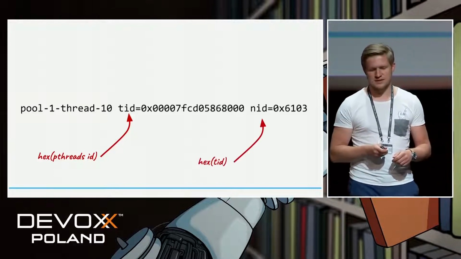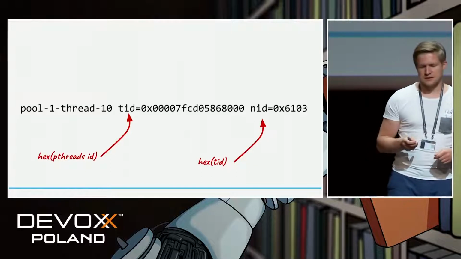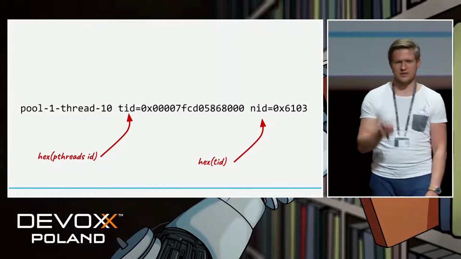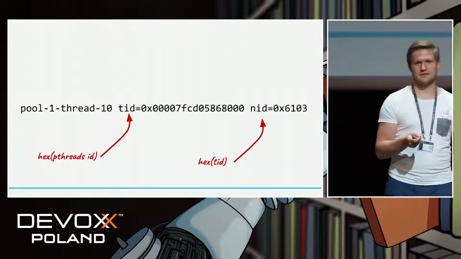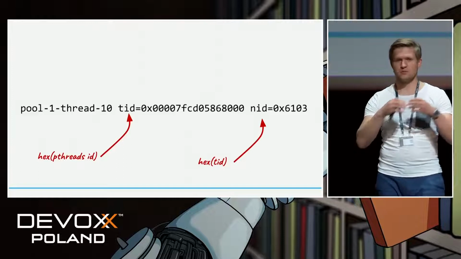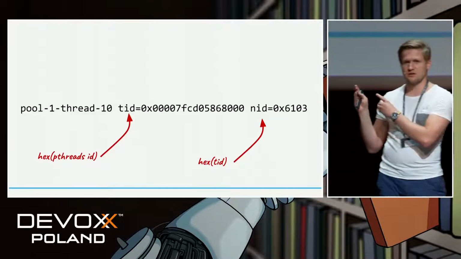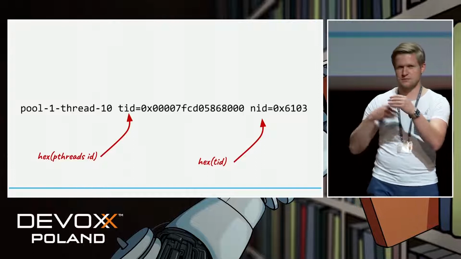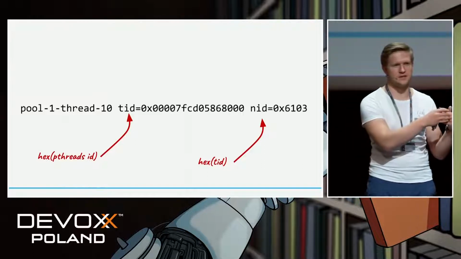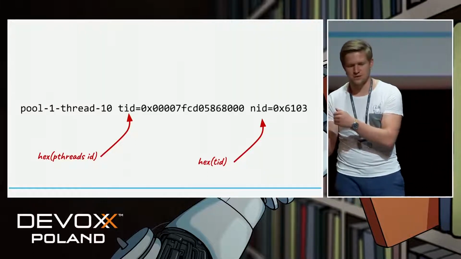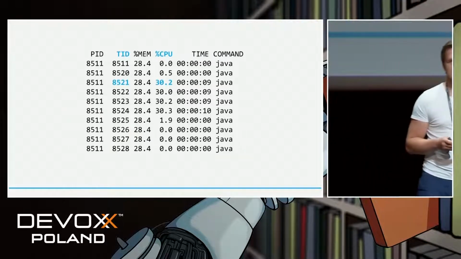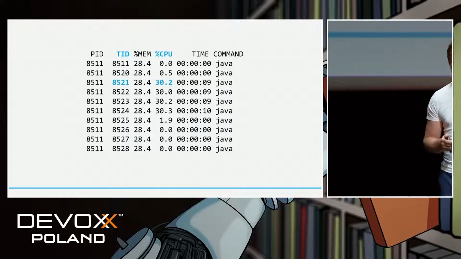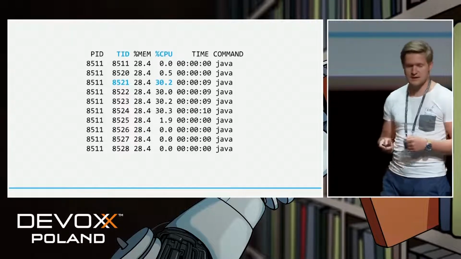The important bit is nid. This is actually the hexadecimal representation of the system, or OS, thread ID. So we take the thread ID, make a hex of it, and it's going to be here. So there is a link between those two numbers, the system thread ID and the JVM nid. Let's try and figure it out. Let's take this one thread. It's taking up 30% of our CPU time, and its thread ID is 8521.